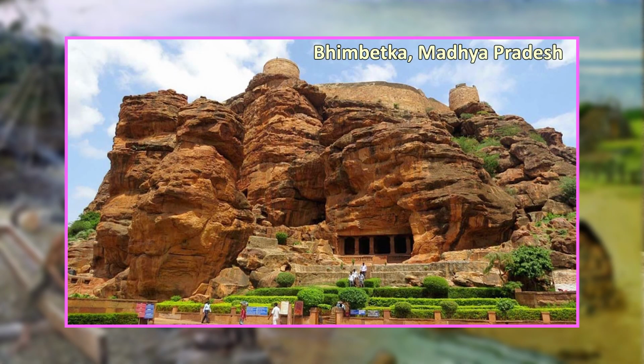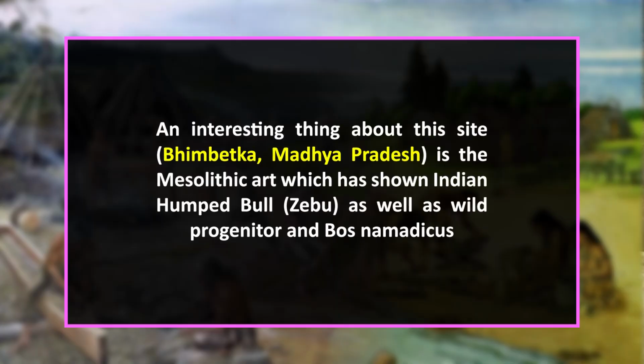Now coming to another important settlement which is known as Bhimbetka. It's located in Madhya Pradesh and gives evidence of both wild and domesticated animals. An interesting thing about this site is the Mesolithic art, which has shown the Indian humped bull, often known as zebu, as well as the wild progenitor, Bos namadicus.